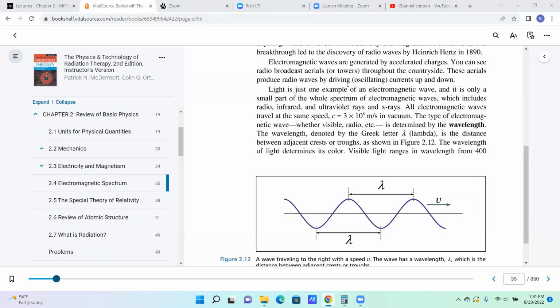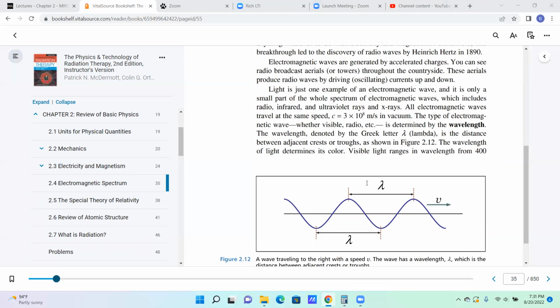These produce radio waves by driving oscillating currents up and down, and light is just one example of an electromagnetic wave. It is only a small part of the whole spectrum of electromagnetic waves, which include radio, infrared, ultraviolet and X-rays. All electromagnetic waves travel at the same speed in a vacuum. If they're not in a vacuum, it'll travel at a different speed. The type of electromagnetic wave, whether visible or radio, is determined by the wavelength.